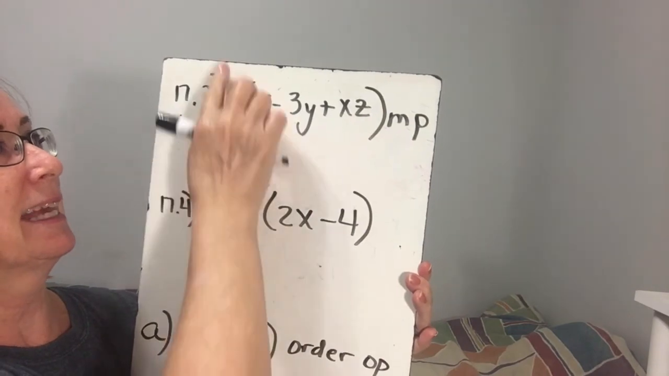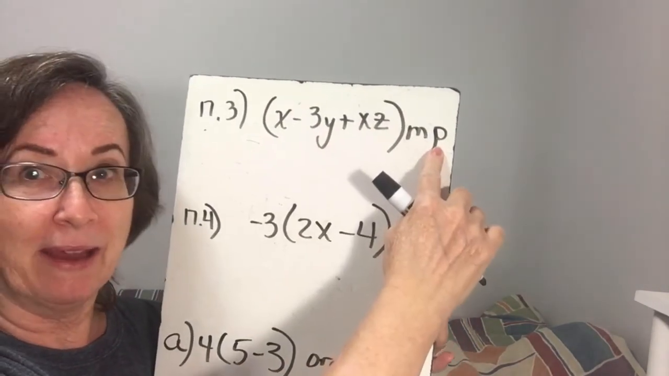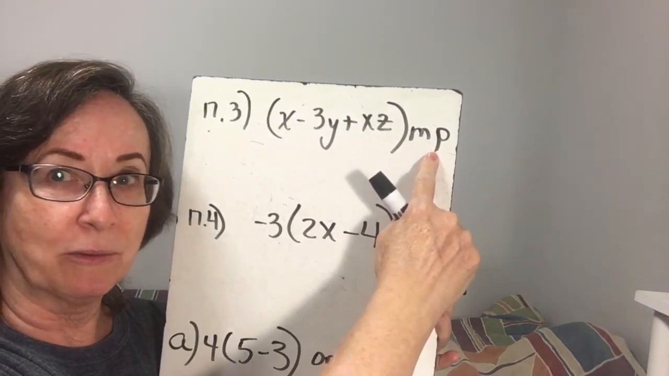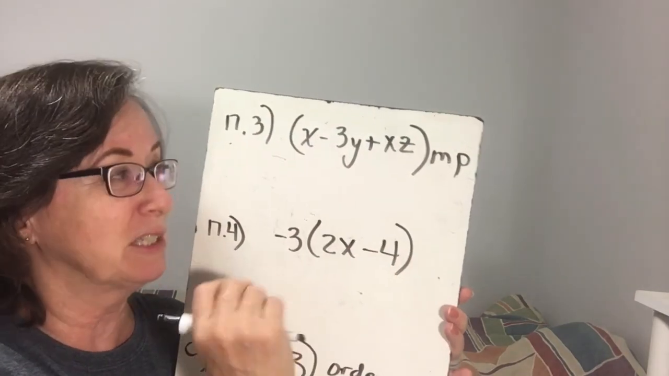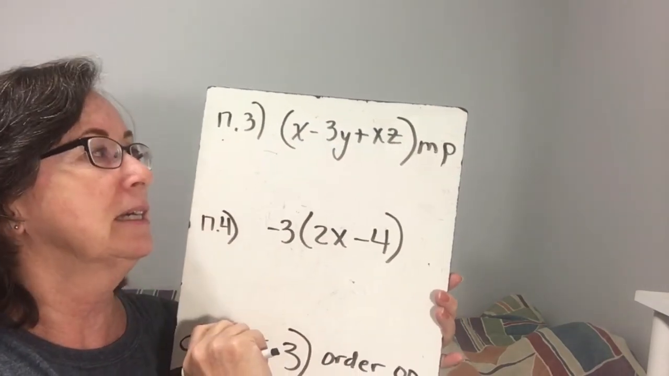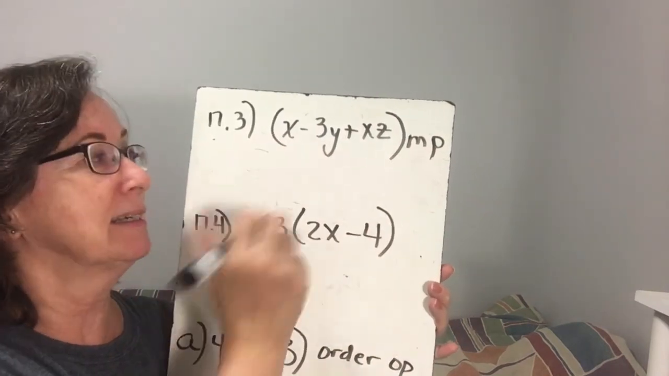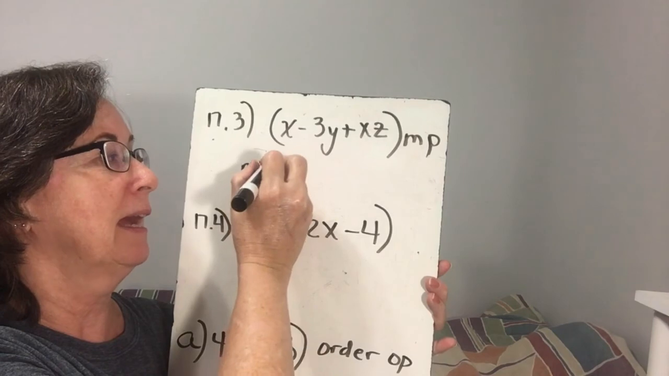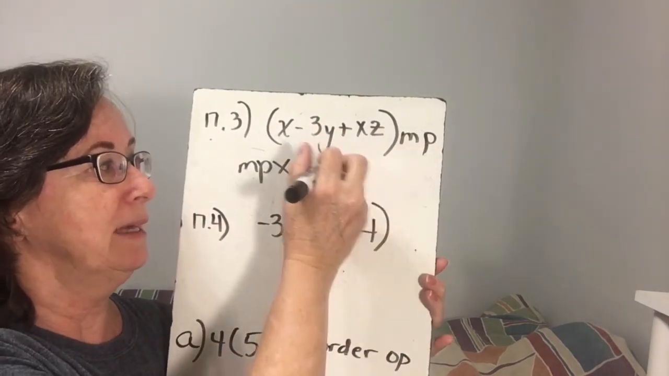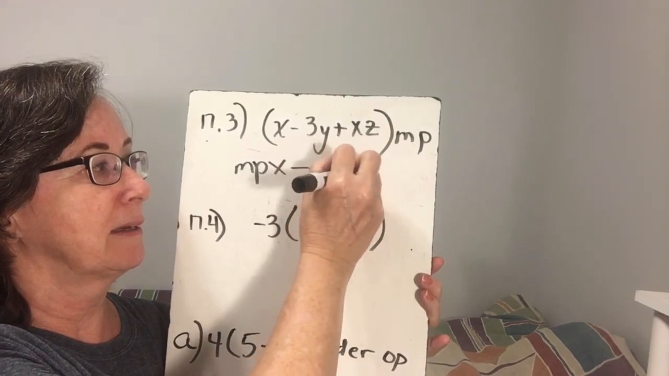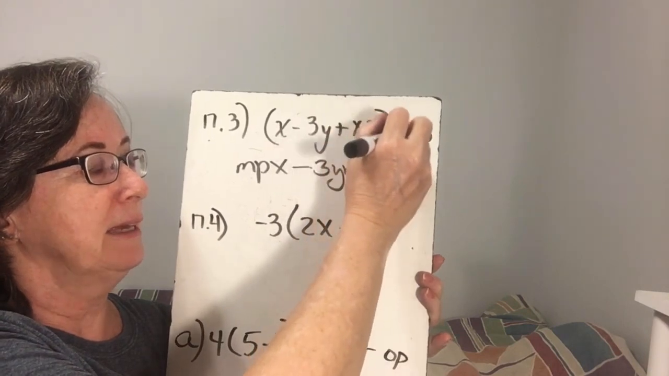Okay, so let's look at the second board here. Okay, this is example 17.3. So now notice we have the multiplier, or in this case, it could have been here, right? So we could call it the coefficient. It's just in the back instead of the front. But we're still going to do the same thing. mp times x is mpx minus 3y plus xzmp.